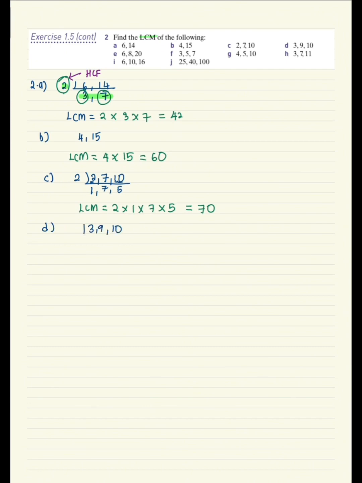Let's look at question D. 3, 9 and 10. 10 is the only even number. After 2 is 3. So 3 divided by 3 is 1. 9 divided by 3 is 3. 10 cannot be divided by 3. Therefore, your lowest common multiple is 3 multiplied by 1 multiplied by 3 multiplied by 10. You get 90.